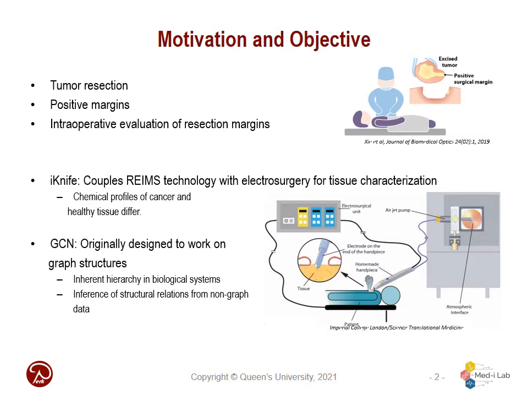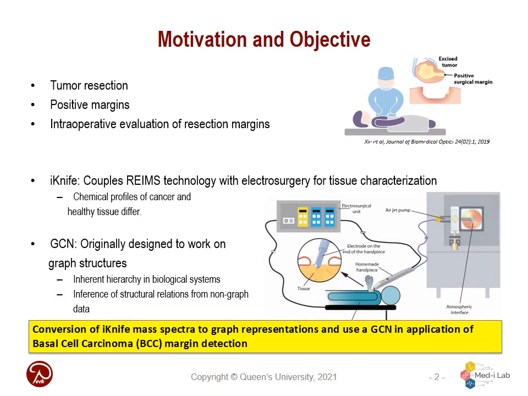Graph convolutional networks, or GCNs, were originally designed to incorporate the structural information of graph data into analysis. In some applications, like the analysis of brain connectivity, the graph conversion is straightforward. But in medical image analysis, for instance, the relational structure should be further assumed. Our objective in this study was to propose methods to convert iKnife mass spectra to graphs and use a GCN network for basal cell carcinoma or BCC margin detection.